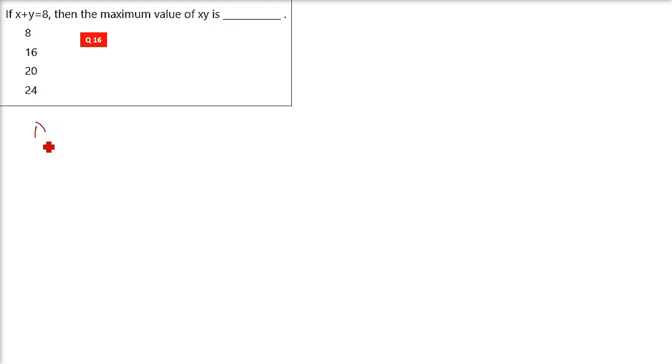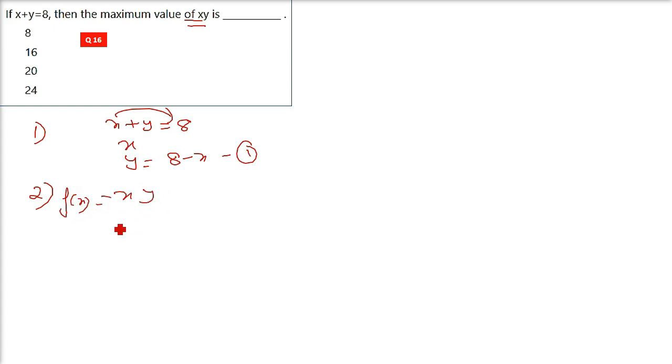Now this is also a very straightforward question. X plus y is equal to 8. So if one value is x, of course the second value is 8 minus x. So you have two values, x and 8 minus x. The second thing, which is x into y, the actual term of contention, we have to find out the minimum value.